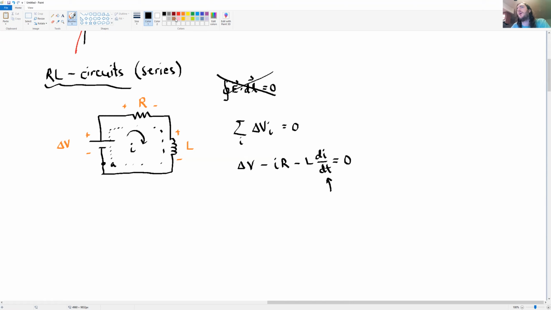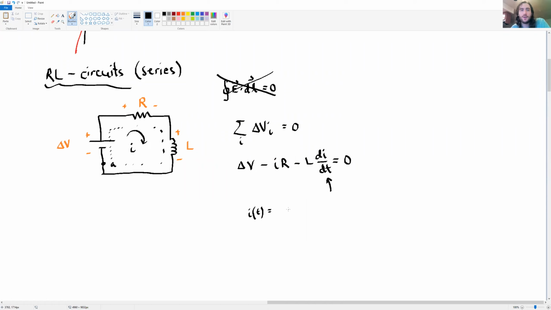What I'll do to save time, because I don't want to spend too much time discussing differential equations, which is something you should just take a math class on, is I will make a guess as to what the current should be. And this guess is going to look very familiar to you. And you should be like, of course, it's going to have to be that way.